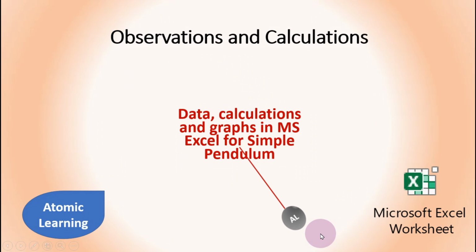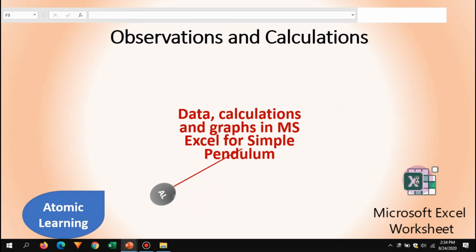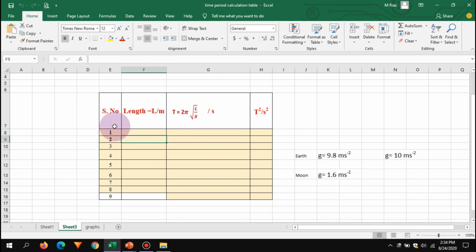Let me show you that you can use Microsoft Excel to do calculations of such data, similar data, and you can plot the graph. So let me take you to Microsoft Excel. This is a table already designed for you, and here's the formula of time period, which is 2π square root of L over g, and the time we will take in seconds. The length we will take in meters.